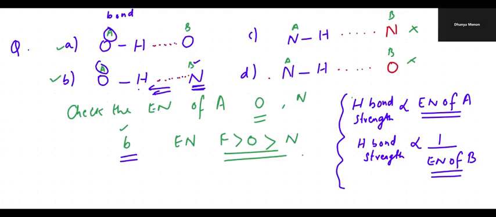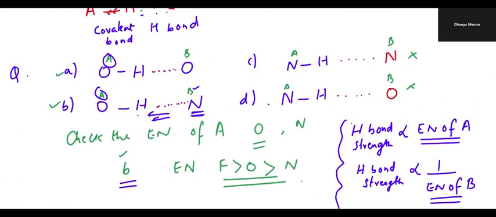Students, I gave you four options, A, B, C, and D, and asked you to choose which one has a stronger hydrogen bonding. First, we check the electronegativity value of A. The higher the electronegativity, the stronger the hydrogen bond. So we ruled out C and D because in those, the A atom is nitrogen, which has a lower electronegativity compared to the A atom in options A and B, which is oxygen.